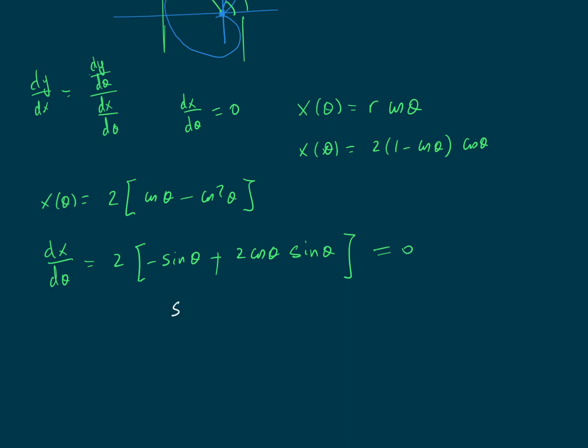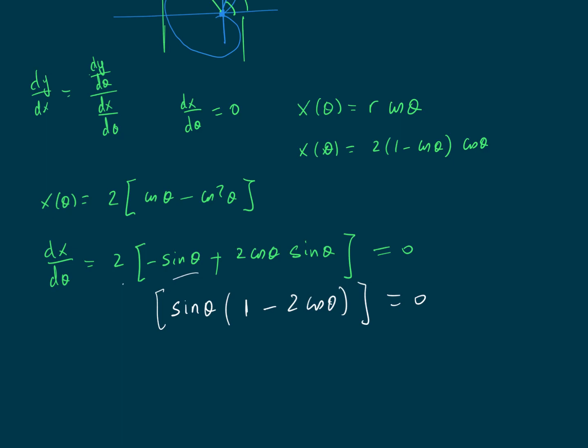Sine of theta, that multiplies 1 minus 2 times cosine of theta. This should be equal to 0. The 2 doesn't matter because 2 times something is the same thing. So sine of theta is here, and minus 2 is the inverse, that is the same thing.